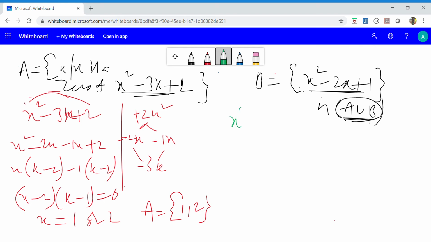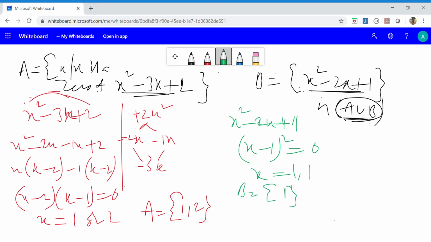Coming to set B, x square minus 2x plus 1. This is also by splitting the middle term you can do, or directly you can write x minus 1 whole square, A minus B whole square formula, is equal to 0. X is equal to 1 comma 1 you will get. So what is set B? Set B is only 1. No repetition is allowed in the sets, so only one element is there.